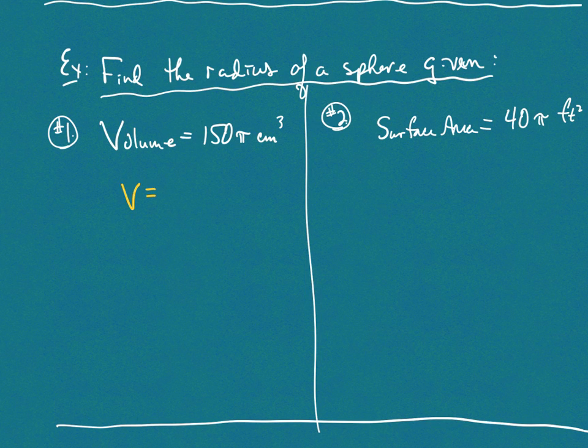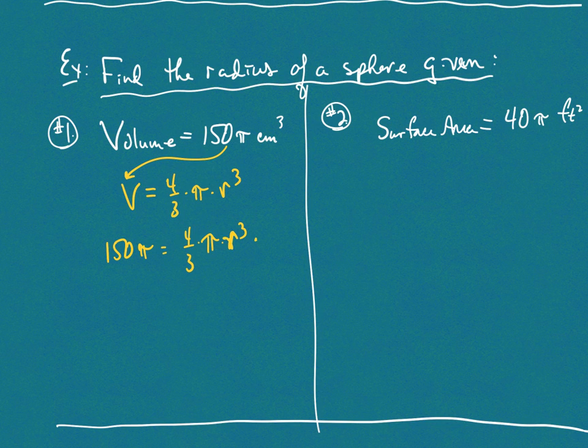So the formula for the volume of a sphere is V is equal to 4/3 times pi times the radius cubed. And then what we're going to do is fill in what we know, and what we know is the volume, 150 pi. And then what we're being asked to do is solve for R. So can you guys solve that equation for R? Sure. The first thing we'd have to do is get rid of the 4/3 and the pi.